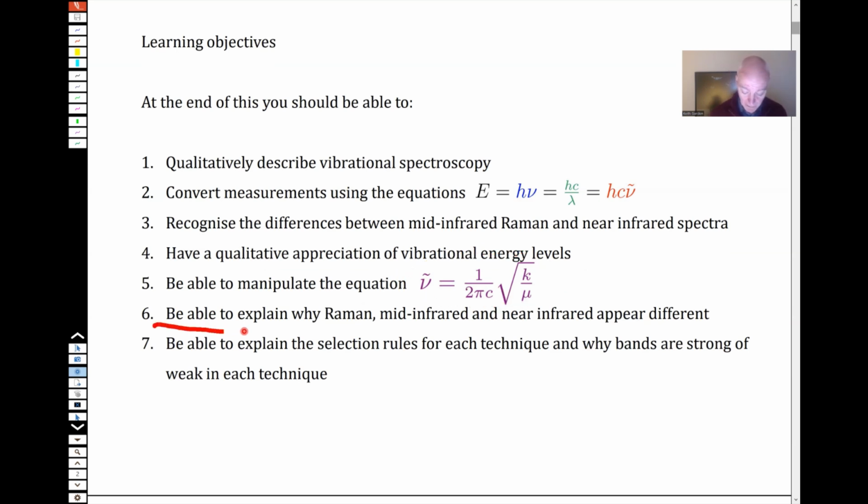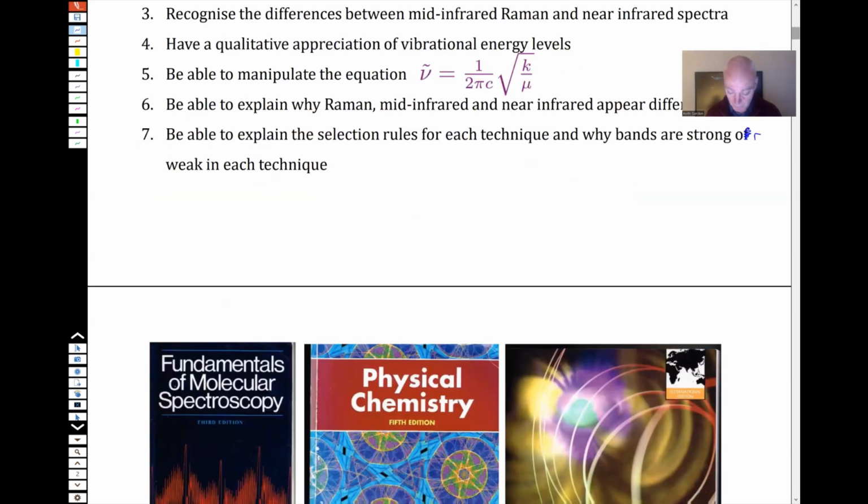To be able to explain why Raman, mid-infrared, and near-infrared spectra appear different. As we'll see, they do really look very different, and there's good reasons for that, and it's important to be able to explain that. And then really related to that is to be able to explain the selection rules for each technique and why certain bands are strong, or let me just correct that, weak in each of the techniques. Okay, so that's basically the idea behind what we're trying to do in this brief video.